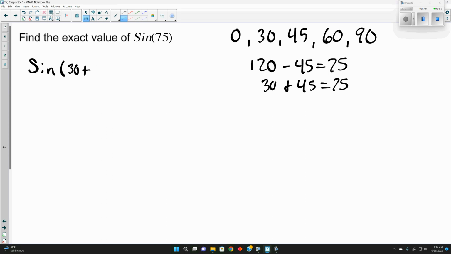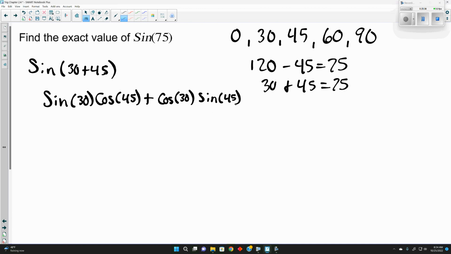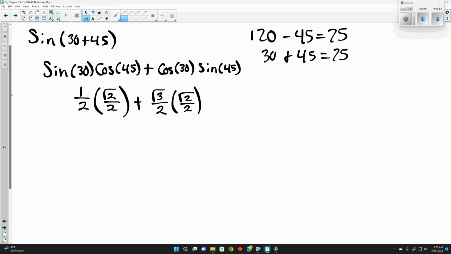So we're saying we're taking sine of 30 plus 45. And this here would be sine of 30 cosine of 45 plus cosine of 30 sine of 45. Now sine of 30, because the first one we're looking at, is 1/2. Cosine of 45 is square root 2 over 2. Plus cosine of 30 is square root 3 over 2. Sine of 45 is square root 2 over 2. And if we multiply these together, we get square root of 2 over 4 plus square root of 6 over 4, which is square root of 2 plus square root of 6 all over 4. And that's it.